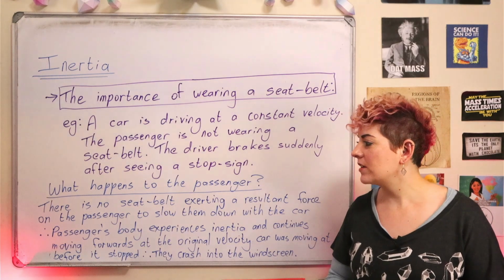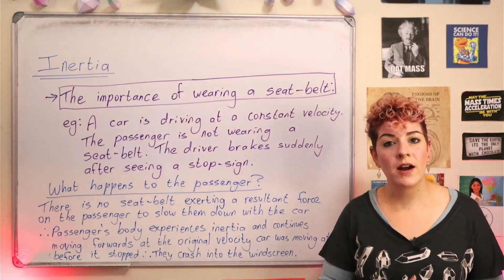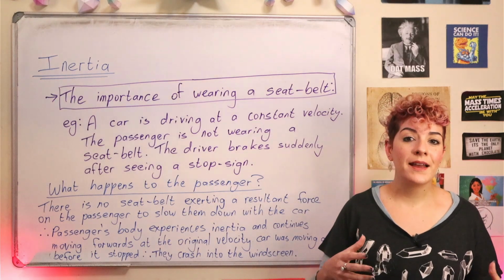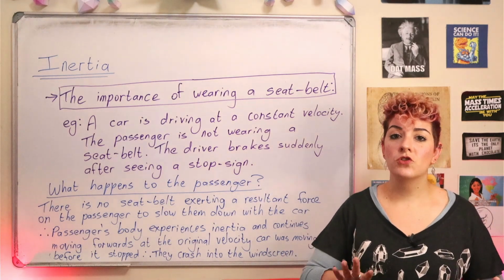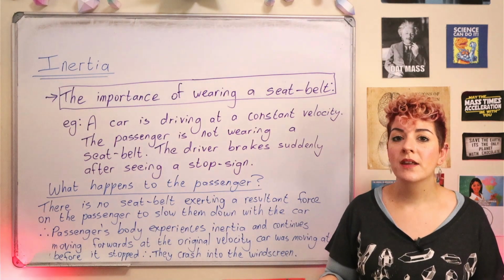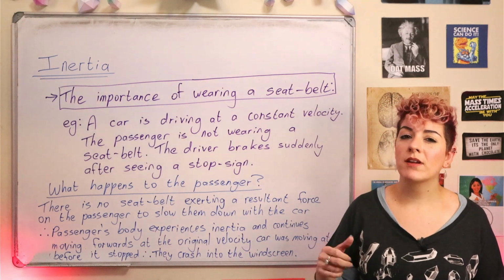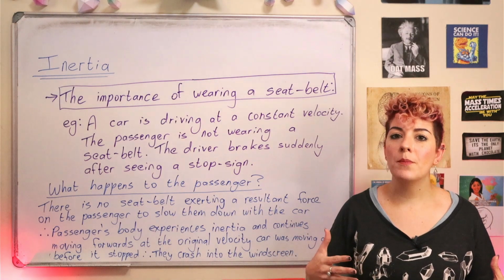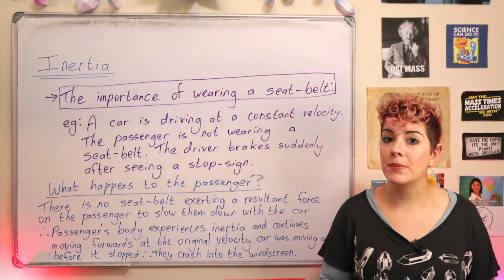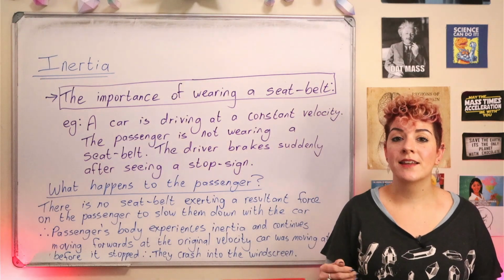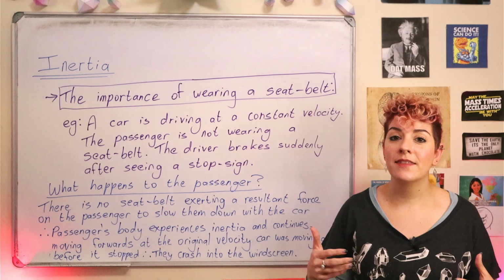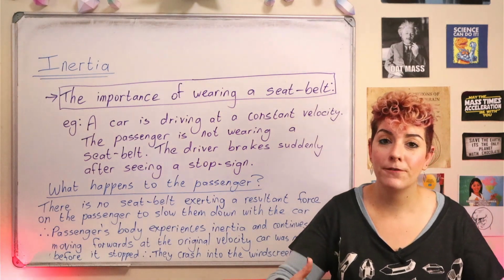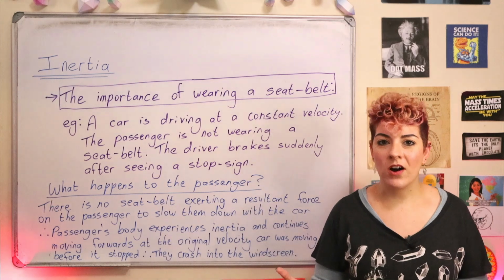So imagine that a car is driving at a constant velocity, and the passenger next to the driver is not wearing their seatbelt. Now, let's assume the driver is wearing their seatbelt, but the passenger is not. Now, the car might suddenly come to a stop, maybe because it sees a stop sign suddenly, and you'll see that the passenger of the car is going to carry on moving forward.